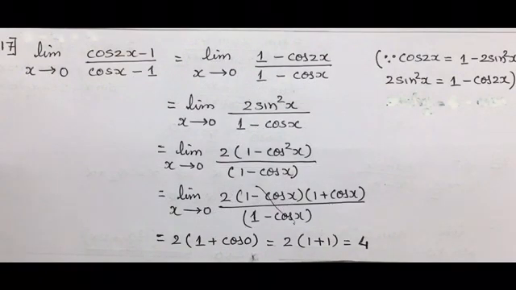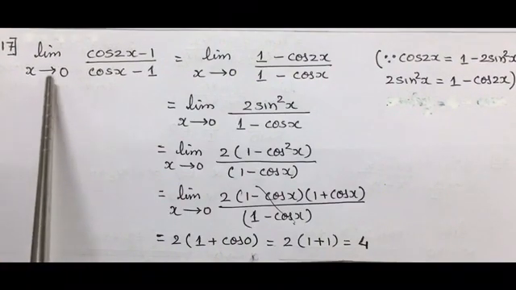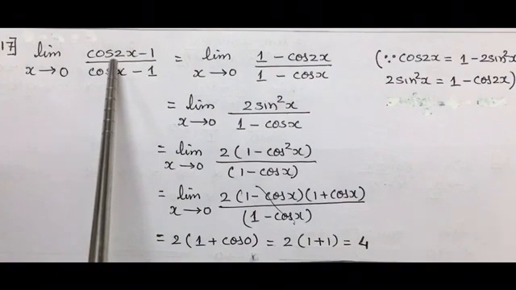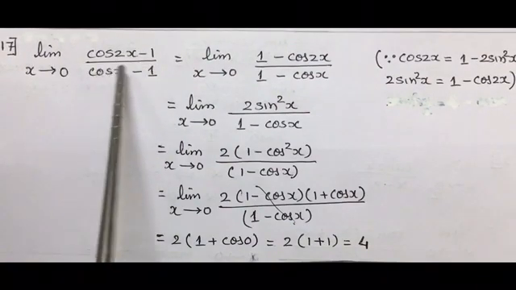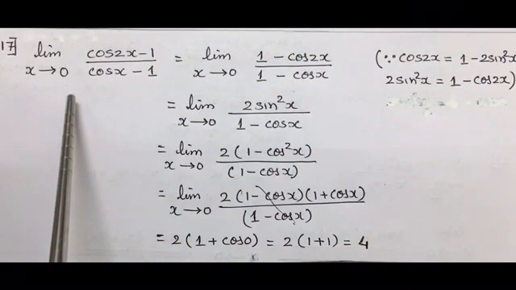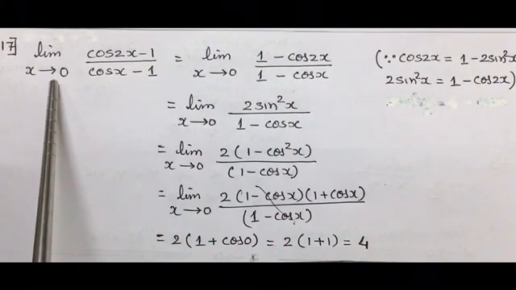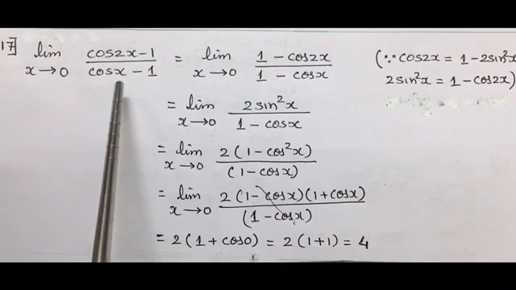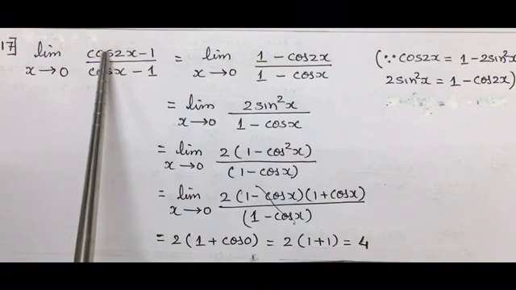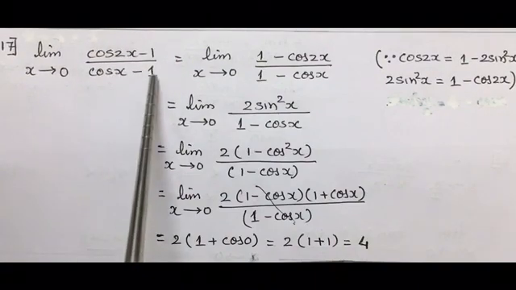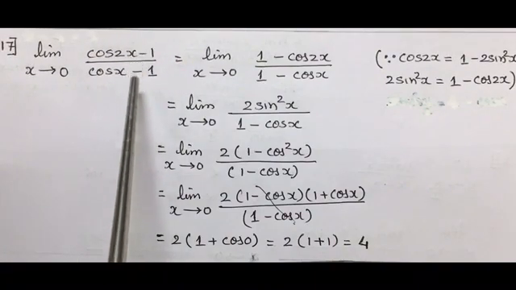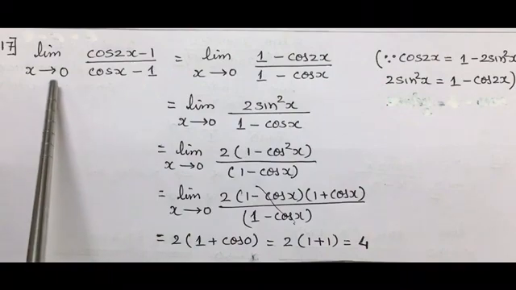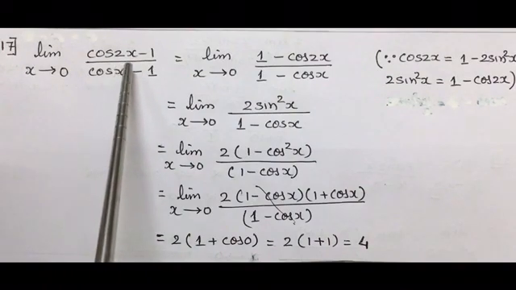17th example. Given here is limit x tends to 0 cos 2x minus 1 divided by cos x minus 1. Now if we keep x equal to 0, then it will become 1 minus 1 divided by 1 minus 1. So it will be 0 upon 0. So we cannot keep directly x equal to 0.